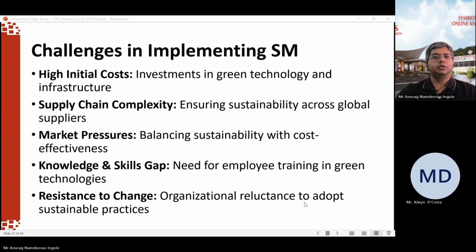Okay. Then what are the challenges in implementing sustainable manufacturing? So, high initial costs. Investing in green technology and infrastructure naturally is going to require a huge amount of capital cost. We had discussed this when we were discussing the strategies of sustainable manufacturing, that we want to integrate technology, but it is going to cost you a lot. If you want to automate your manufacturing setup, it is going to be a huge initial cost.